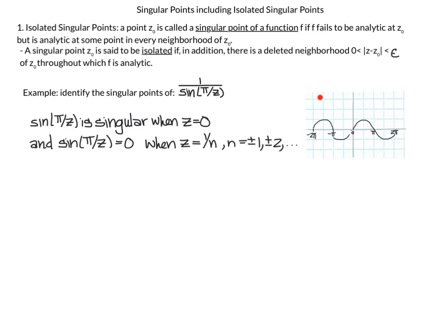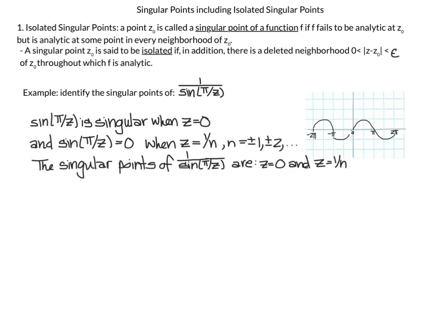And I just have that graphed over here. And I've written out then the singular points of 1 over sine of pi over z: z equals 0 and z equals 1 over n. So the next thing to determine is if these singular points are isolated or not. To do this, we need to look at neighborhoods around z equals 0 and also z equals 1 over n and see if we can find a deleted neighborhood that is analytic throughout.